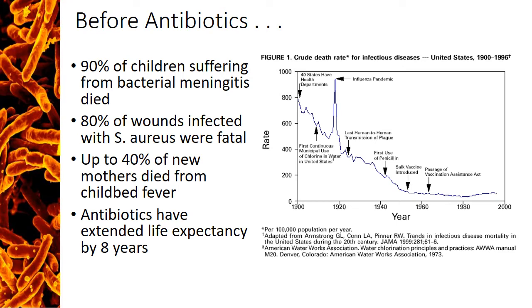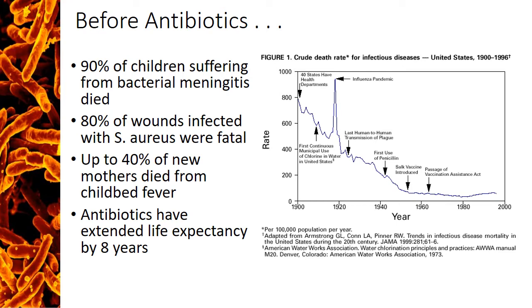In fact, people would die from wounds that they got from stabbing themselves with a sewing needle or puncturing their skin with a rose thorn, just because that small little prick was all you needed to get Staph aureus into the bloodstream, and there were no ways to treat it. Before antibiotics, childbirth was also much more dangerous, as up to 40% of new mothers actually died from childbed fever. So antibiotics have likely extended our life expectancy by about 8 years by now being able to treat these infectious diseases.